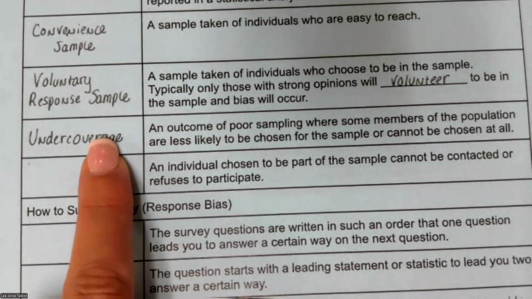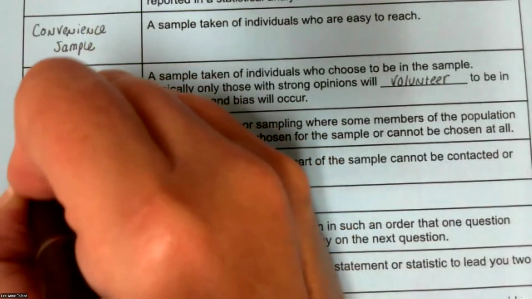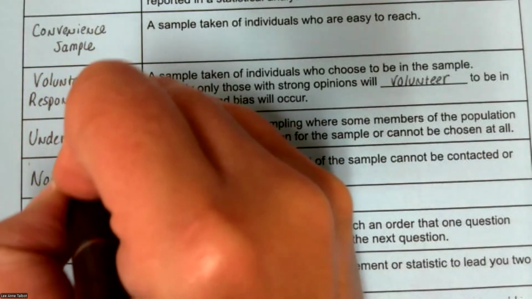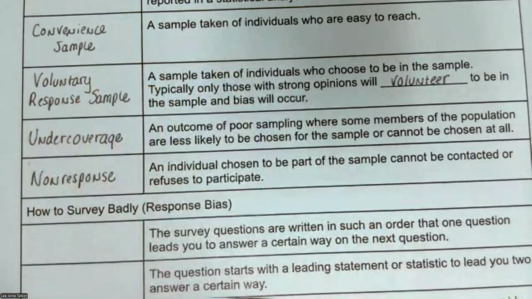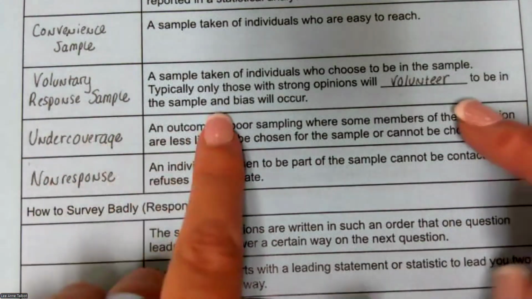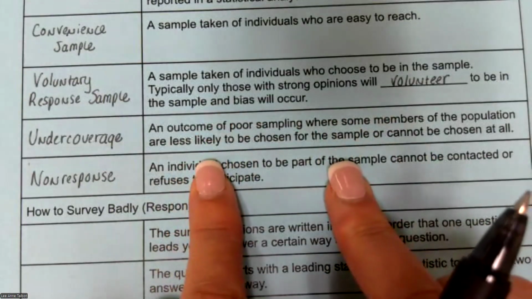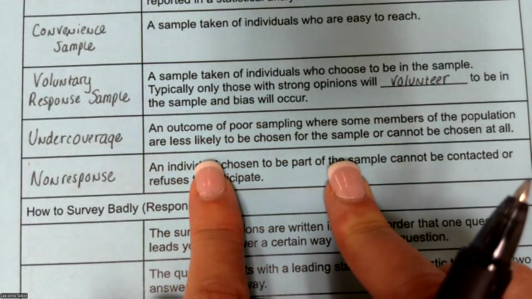Okay, and undercoverage has a friend. An individual chosen to be part of the sample cannot be contacted or refuses to participate. This is called non-response. Okay, and you have to be really careful about not mixing up these two. These people didn't even get a chance to be chosen. These people were chosen, but they didn't respond. So that's kind of nuance.